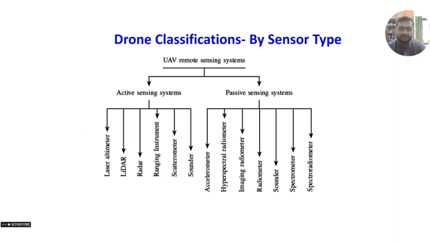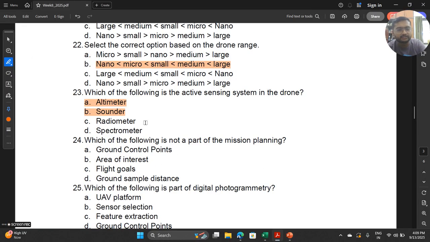Then we have passive systems: accelerometer, hyperspectral radiometer, imaging radiometer, radiometer, sounder. Sounder comes under both, depending on how we use it, like whether there is an energy source in the sounder or not. If just the name sounder is given, it can be anything, but if specifics are given, we can decide whether it's active or passive. Then spectrometer and spectroradiometer just record whatever sunlight is reflected back from the object. Mostly these are passive systems which use the energy of the sun.